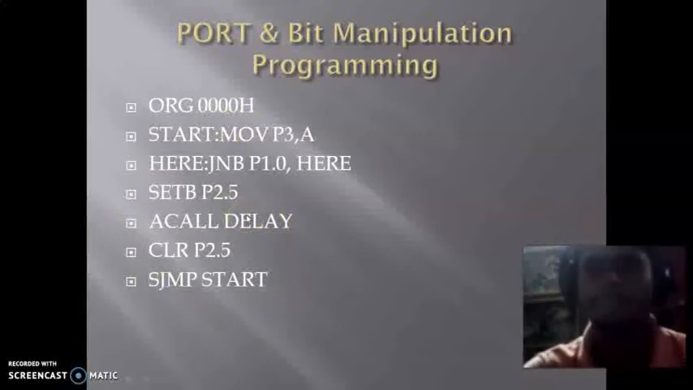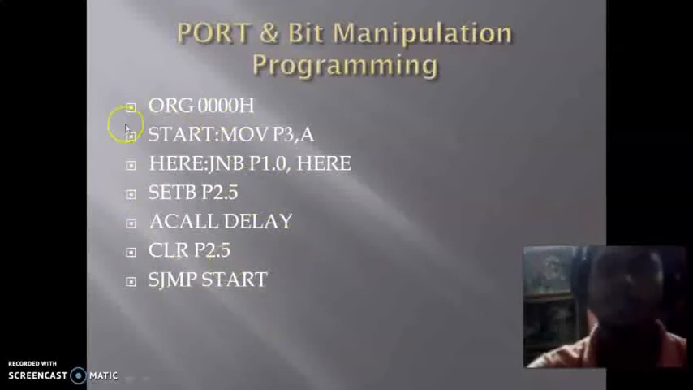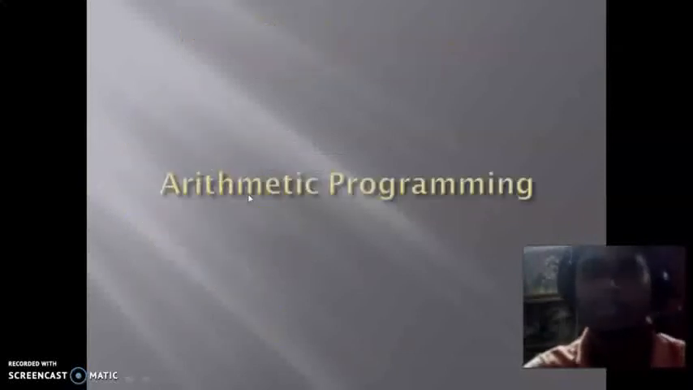By using this program we can check whether a particular bit is 1 or not. If it is 1, then we can perform another task. Here we have set a particular bit of port 2, the P2.5 bit, so a signal or a buzzer is connected with this pin. It may be on for a particular time, then we will clear the bit. So it is continuously monitoring the bit. This is a bit manipulation program.